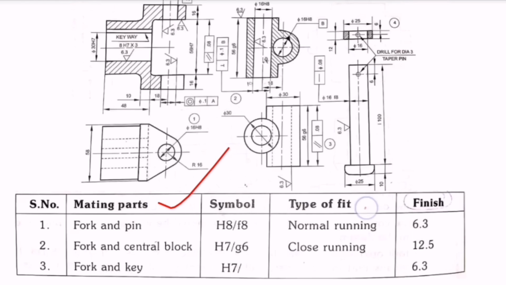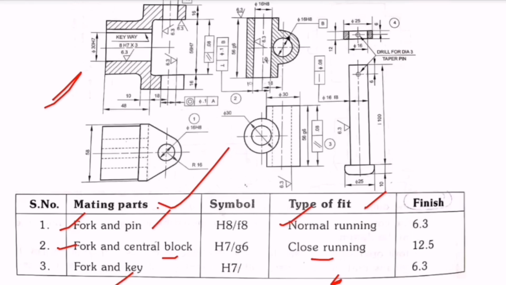Next is the mating parts and type of fit table. By looking at the universal coupling, we need to understand how many parts are going to mate together. Here the fork and pin are mating together and forming a normal running fit. Likewise, the fork and central block also mate together and produce a close running fit. And the fork and key are mating parts, so they also produce an easy running type of fit.